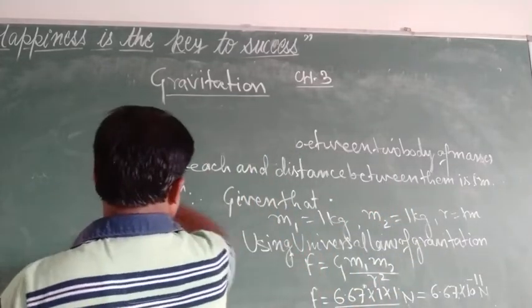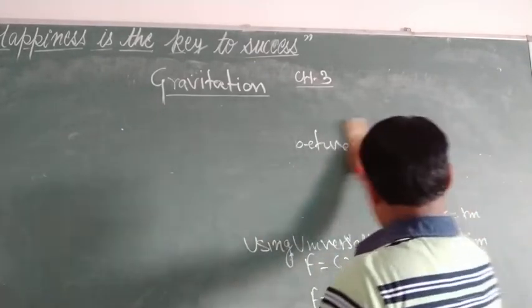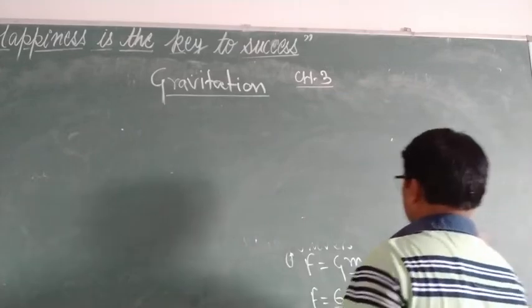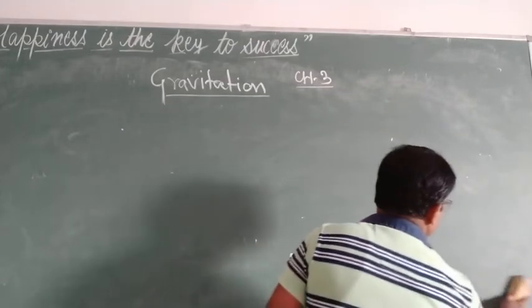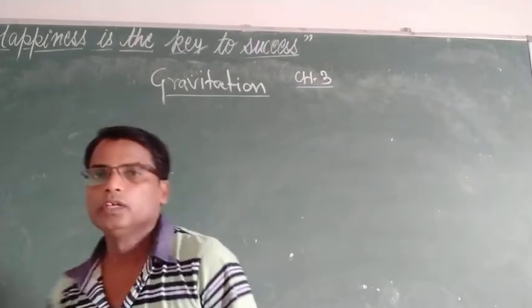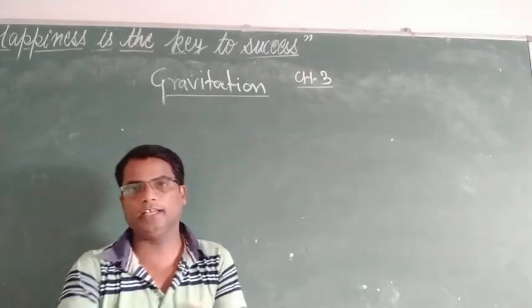Next, the force of gravitation between a big object and a small object. You can say this is the force of gravitation acting between a big body and a small body.